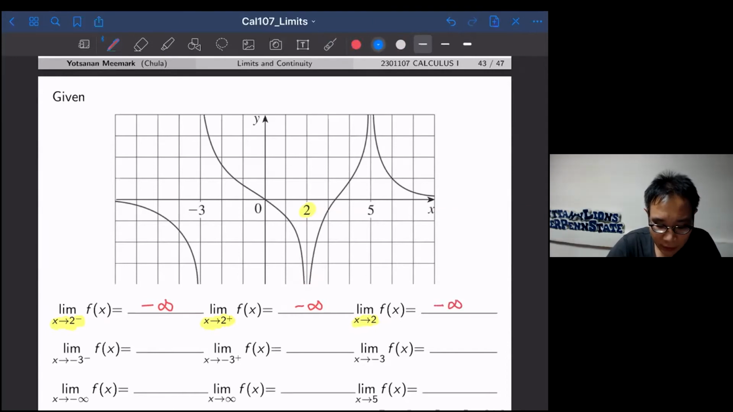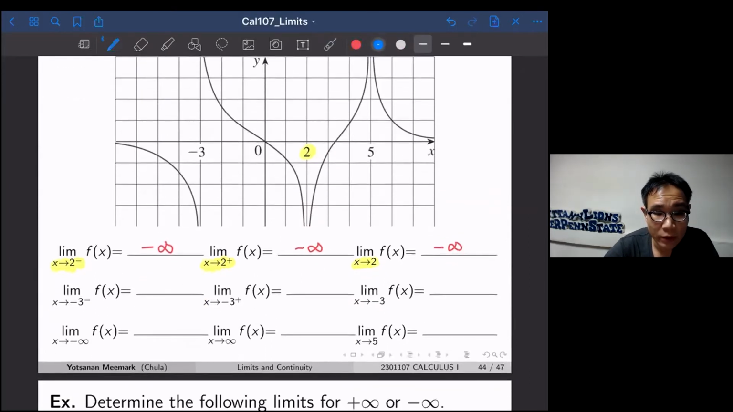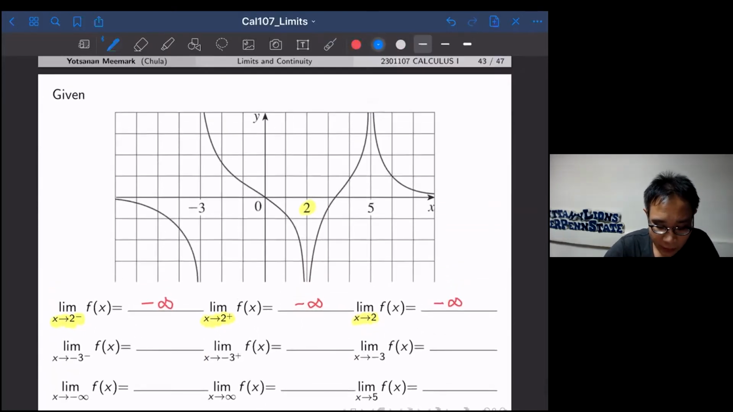And you have the limit as x goes to negative 3 from the left. Okay, so you have negative 3 from the left side. It's going to be going up like this, so it's going to be positive infinity. And the limit as x goes to 3 from the left side is going to be negative infinity, and from the right side is going to be positive infinity. Okay, so this is what you can see from the graph directly.